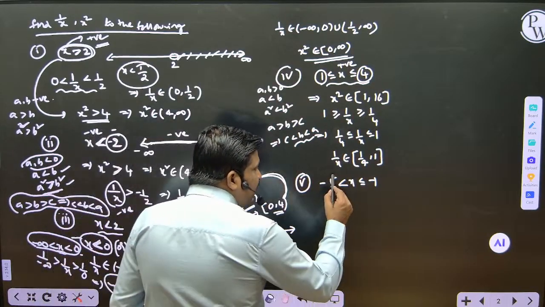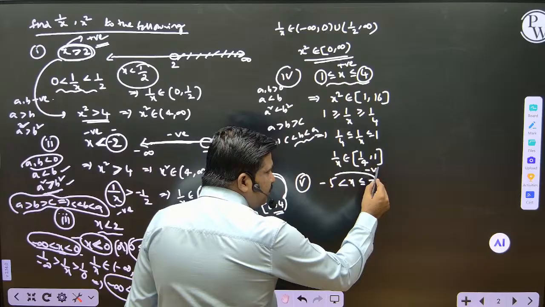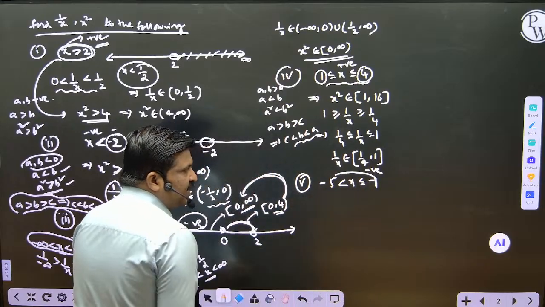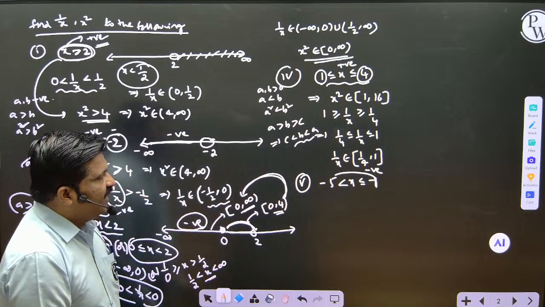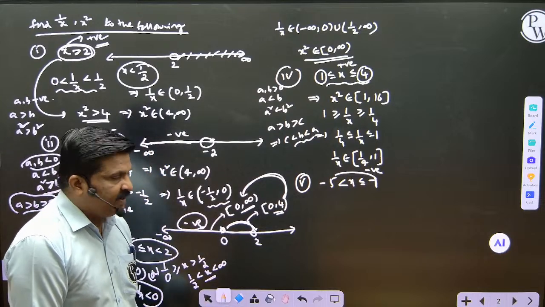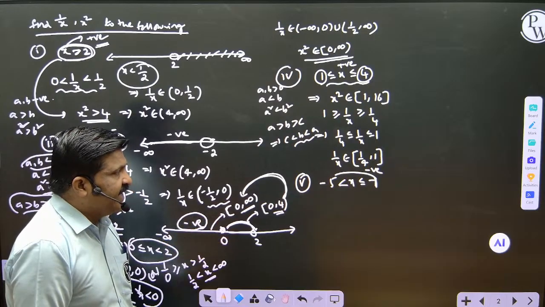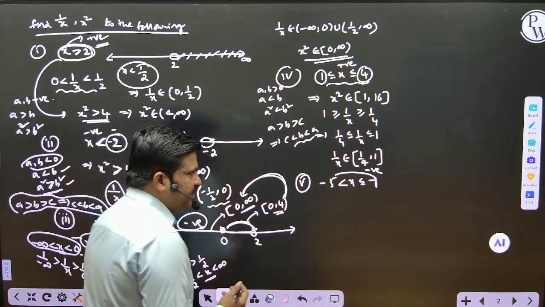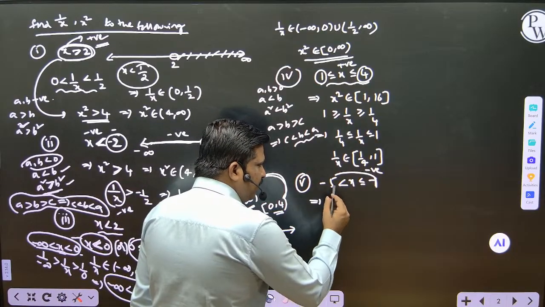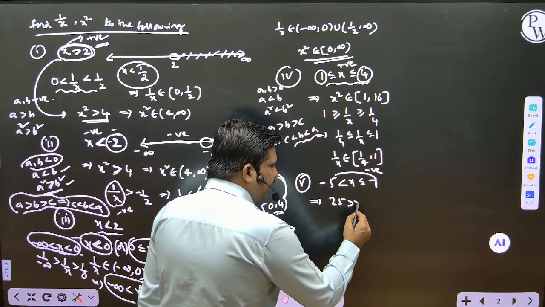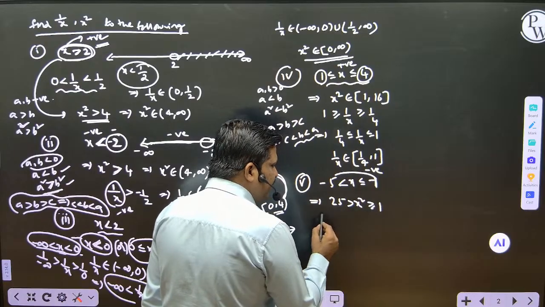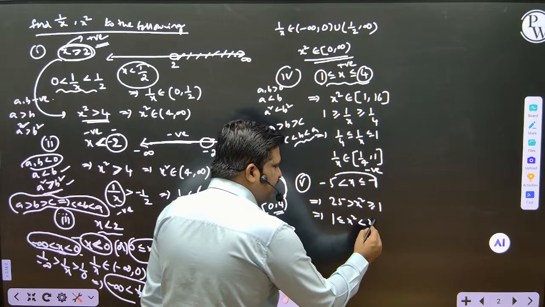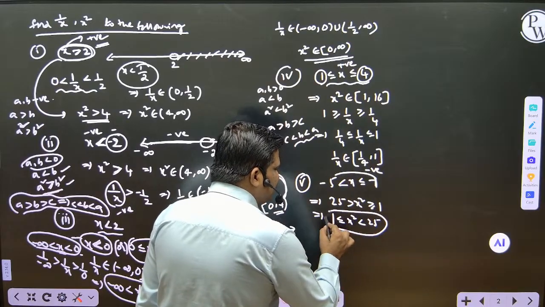Here both are what? Negative. That's why, by squaring it, both are negative. Minus 5 less than x less than or equal to minus 1. So by squaring it, what happened? The inequality will change. How? 25 greater than x square greater than or equal to 1. That is, 1 less than or equal to x square less than 25.